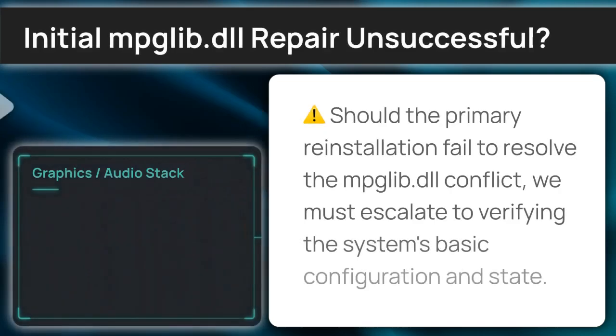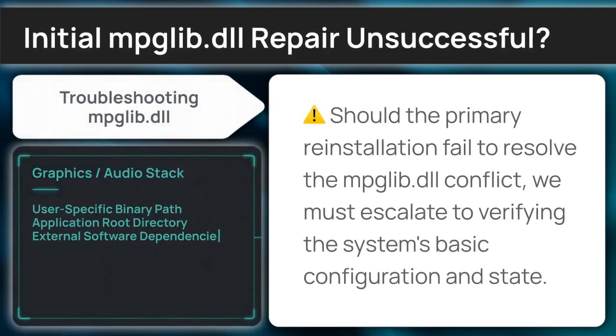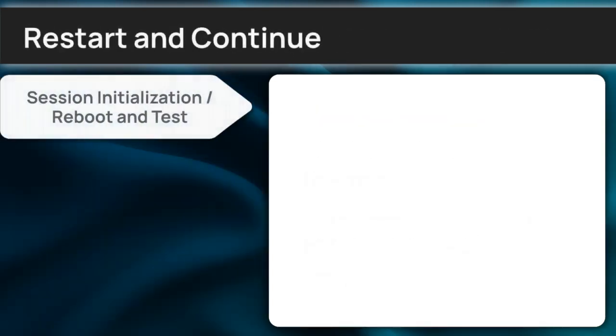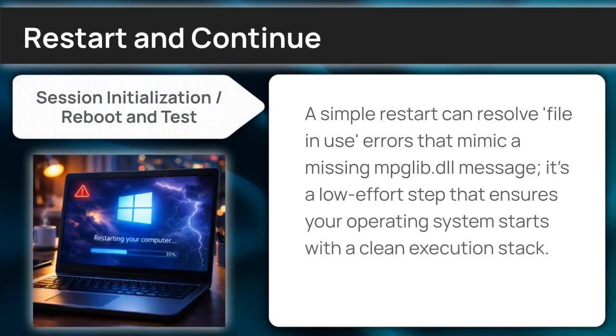In cases where the official installer remains ineffective, we must escalate to a manual review of your system's active runtime state. A system reboot is a reliable way to clear away zombie processes that might be interfering with Mpglib library. It's a low-impact step that ensures your operating system is starting with a synchronized environment.